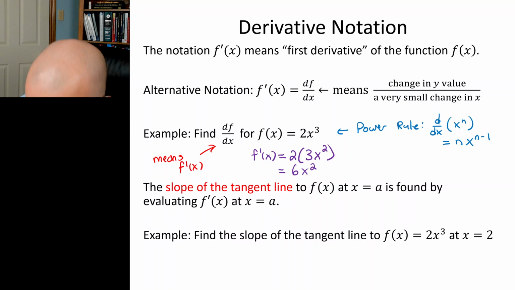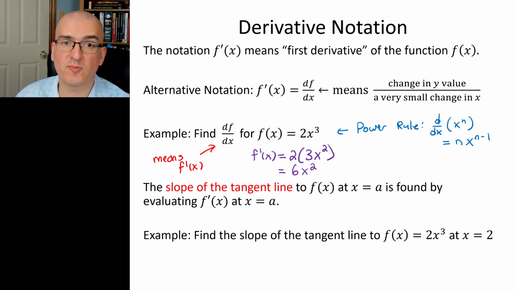I'm just going to write this a few times, df by dx. Again, it just means find f prime. And you're probably more familiar and you like the notation f prime better.